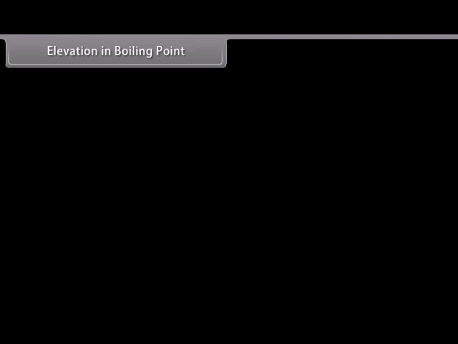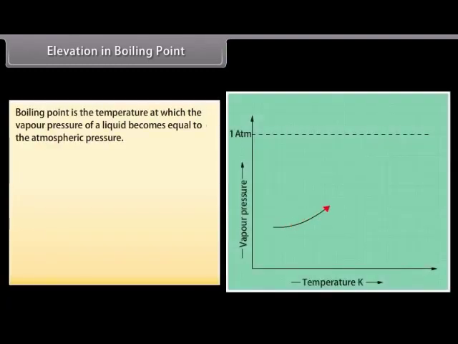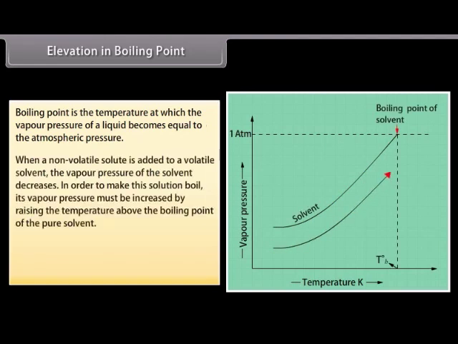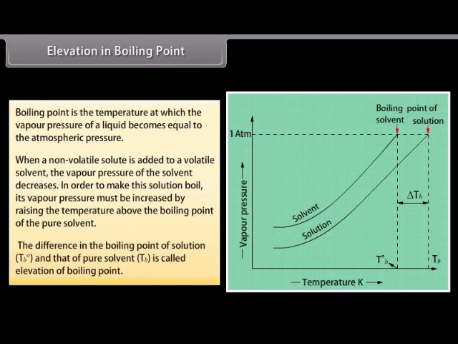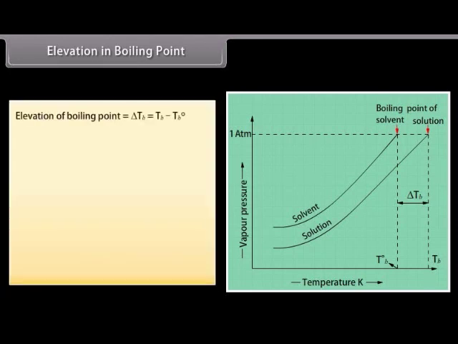Elevation in boiling point. Boiling point is the temperature at which the vapor pressure of a liquid becomes equal to the atmospheric pressure. When a non-volatile solute is added to a volatile solvent, the vapor pressure of the solvent decreases. In order to make this solution boil, its vapor pressure must be increased by raising the temperature above the boiling point of the pure solvent. The difference in the boiling point of solution and that of pure solvent is called elevation of boiling point. Elevation of boiling point is denoted by delta Tb, which is equal to Tb minus Tb naught.